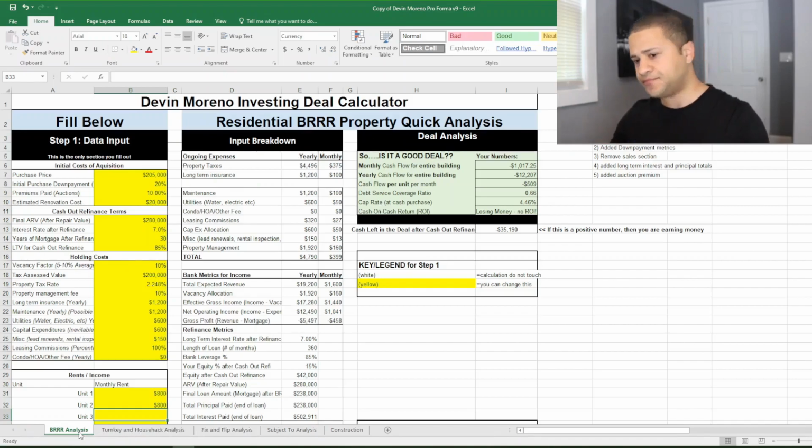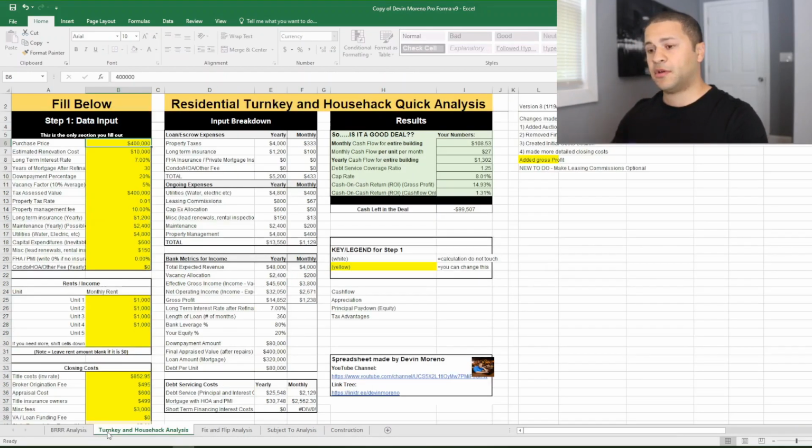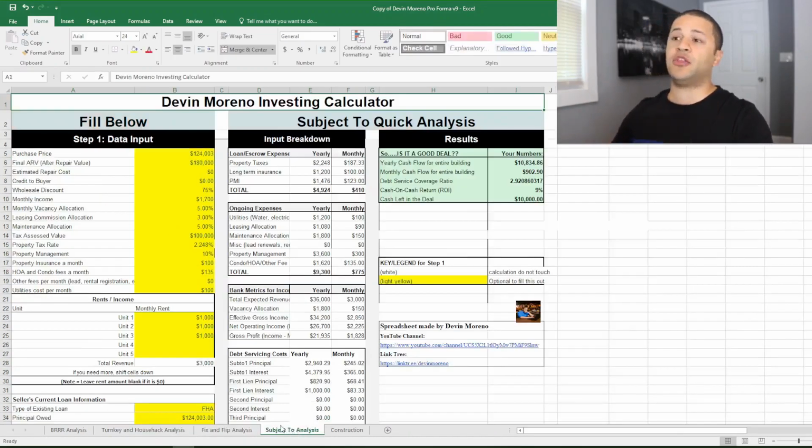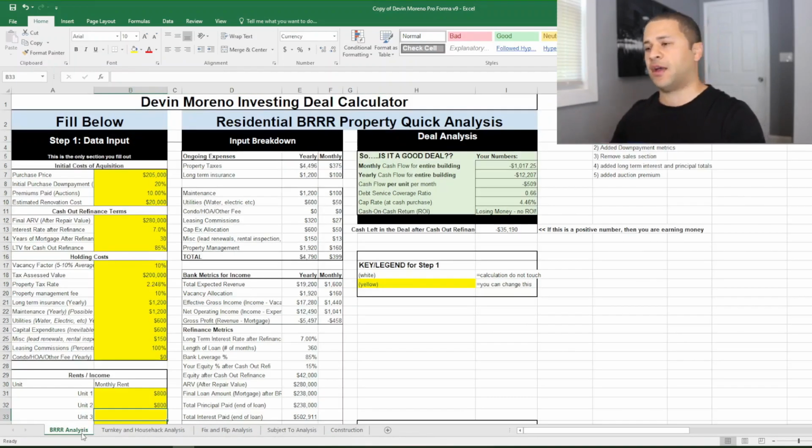Here's how this works, okay? The BRRRR analysis, turnkey, house hack analysis, fix and flip analysis, and a subject to analysis. Note that each strategy is broken up into its own tab. You should not use the BRRRR analysis to analyze a flip. The BRRRR is when you buy a property, you renovate the property, and you intend to take a loan out of the property, a cash out refinance, to pull your money back out to pay yourself back for the loan. This is really important because you're going to have two sets of closing costs. You're going to have a secondary loan and a first loan, an initial loan that got you into the deal. Those two loans have different costs, so they have to have different calculations.